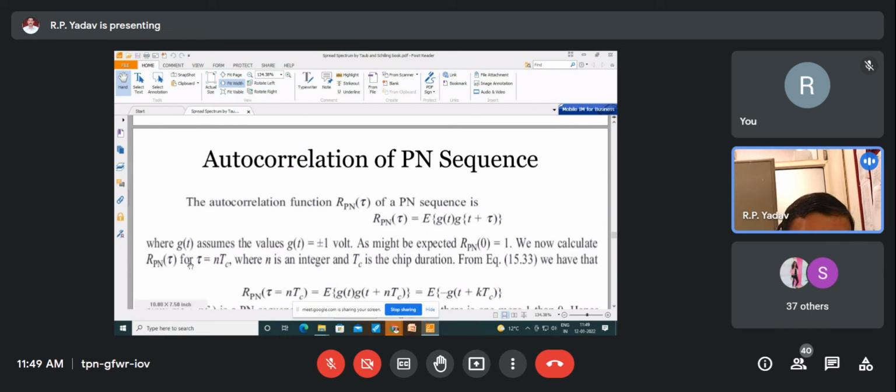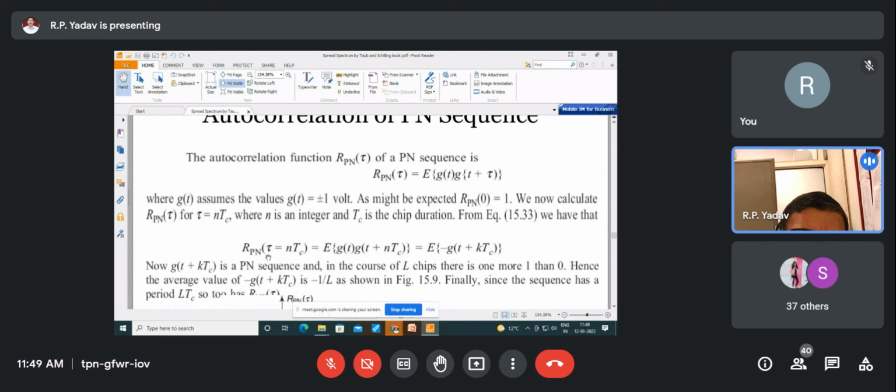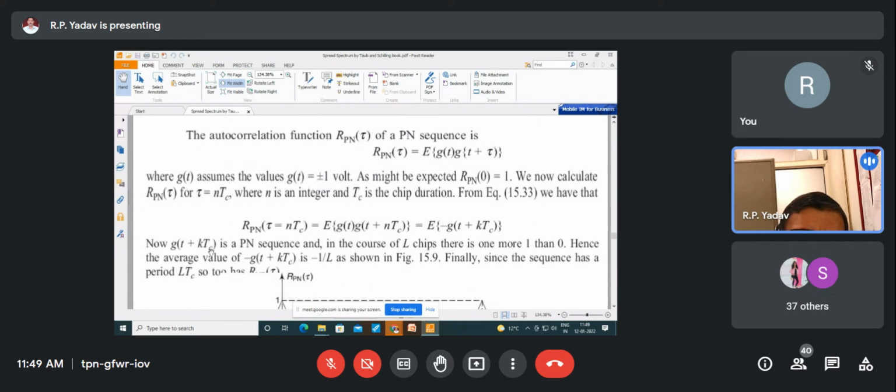We now calculate R_PN(tau) for tau equal to N Tc, where N is an integer. That means 0, it's okay. But at N Tc, what happens? Let us say I correlate at tau equal to N Tc, with g(t) delayed by N Tc. Now g(t) is a PN sequence, and in the course of L chips, there is one more 1 than 0. Hence the average value of g(t) is minus 1 upon L.